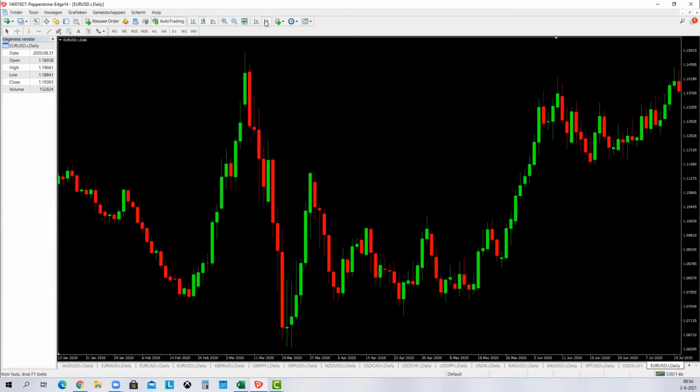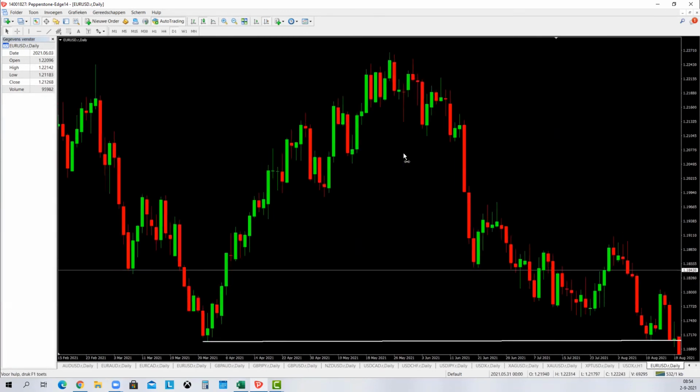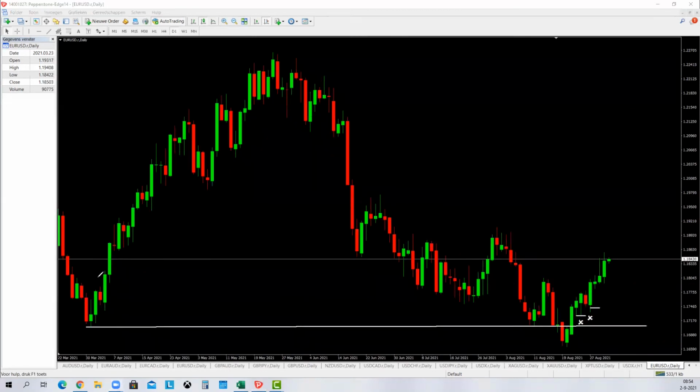And of course, the euro dollar is basically the inverted version of the dollar index. Same thing happens here. Key daily low, another touch there. Price fell down below it and then quickly moved up, giving me a bullish bias.